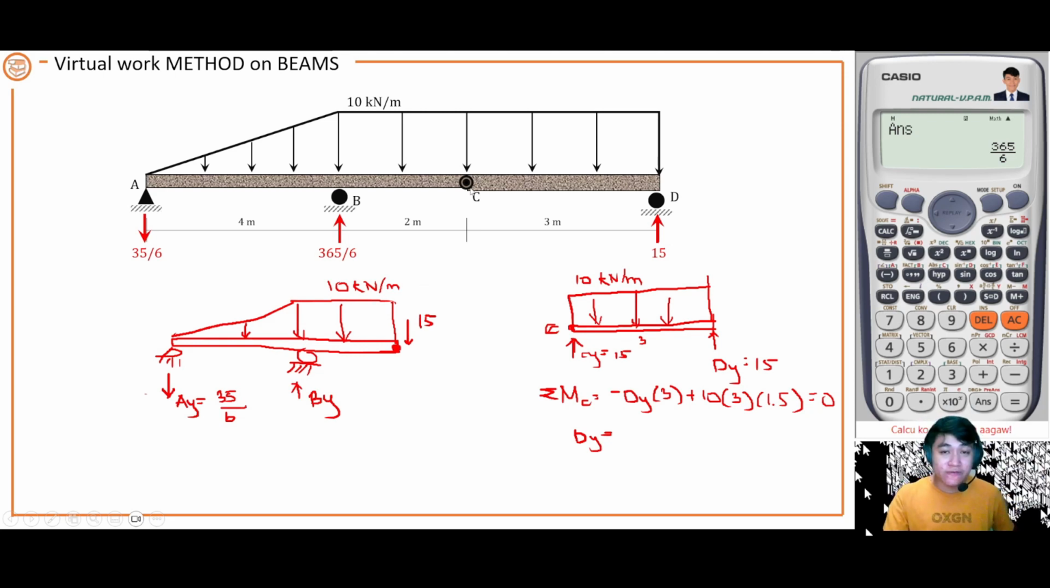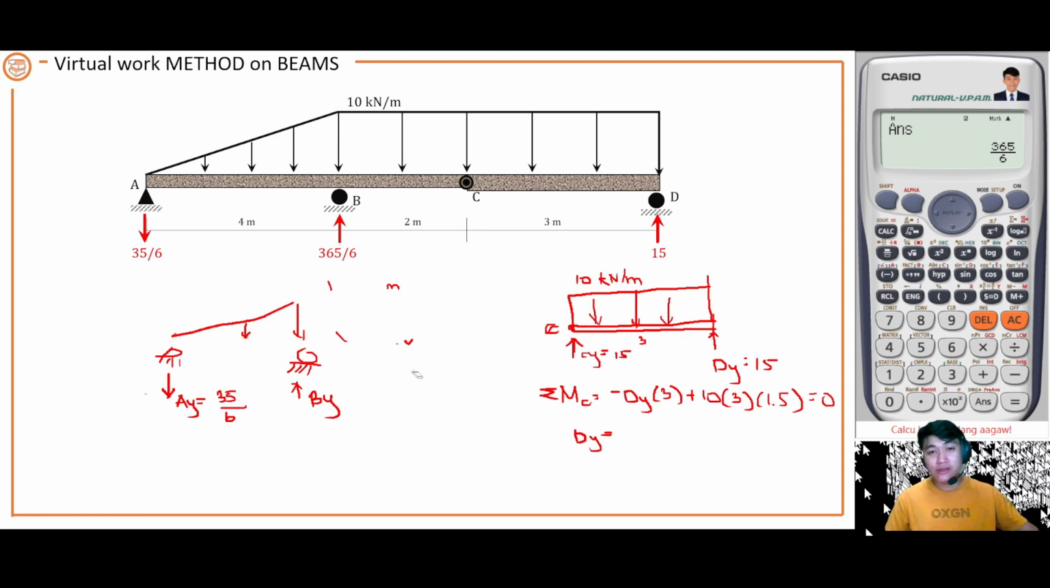So we now solve the reactions of the support. Again, the purpose of this internal hinge is just to solve for the reactions of the support. This is still a determinate beam. If you check the degree of indeterminacy, we're still solving determinate beams. So having the reactions at the support, we can now establish moment functions.